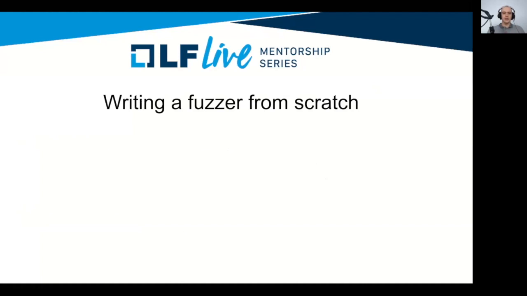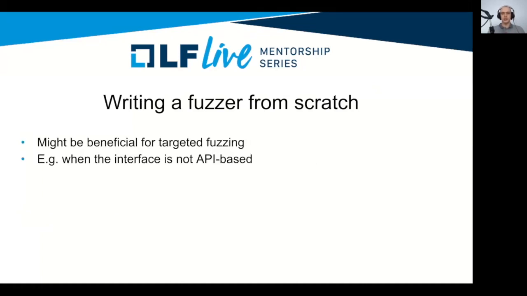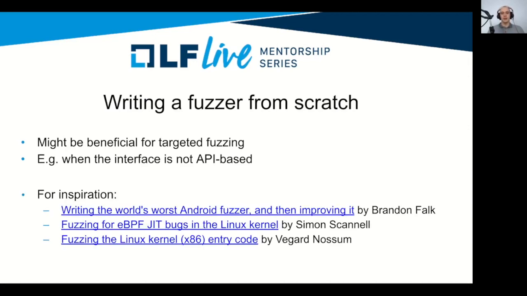The final approach that I wanted to mention is writing a fuzzer from scratch. This might work really well for writing a targeted fuzzer for some interface that is not API based. Instead of going into a lot of details about that, I've linked here three articles, and I definitely recommend reading all of them. The first one is about writing the world's worst Android fuzzer. What they're doing there is going through different kinds of device files that an Android phone has and trying to write and read data from them. And that actually works for crashing Android phones.